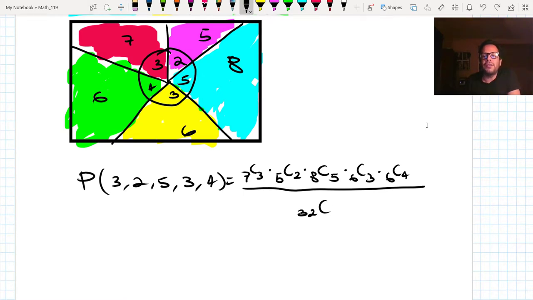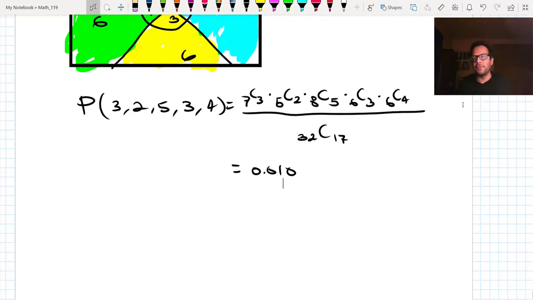So for this one, I'll let you do it in the calculator. I will just give you the answer. You should get 0.010 after rounding these to 3 decimal places.